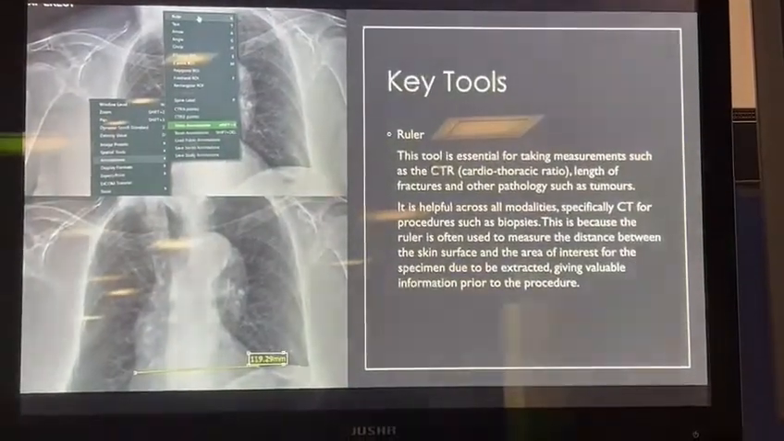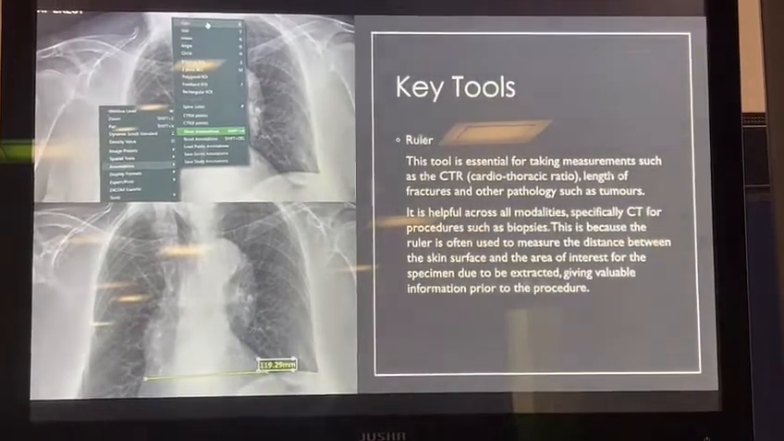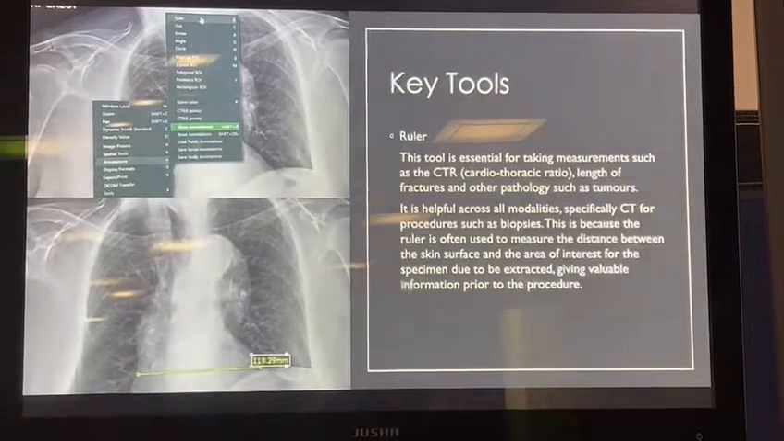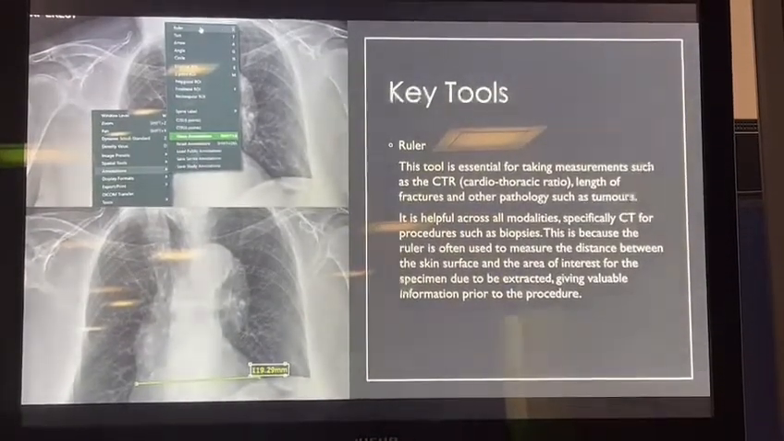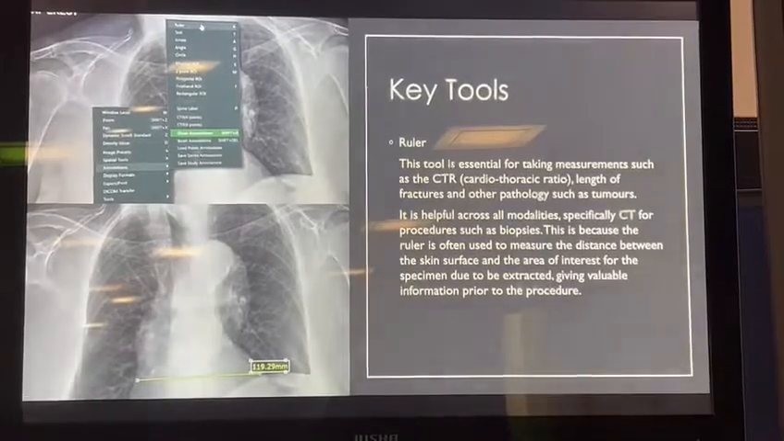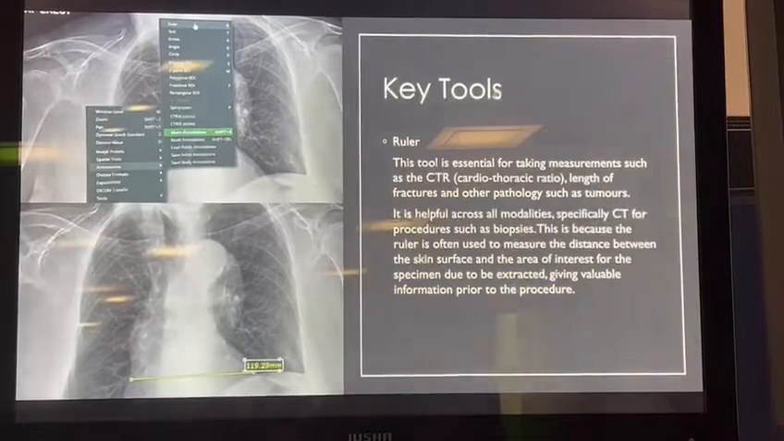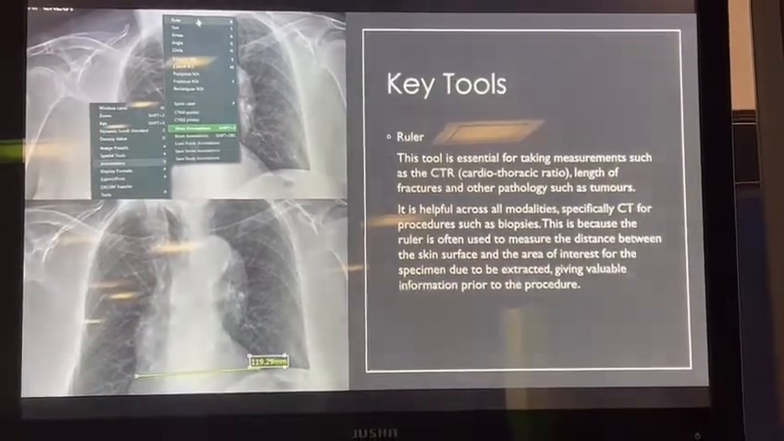Another tool that we use is the ruler tool. This tool is essential for taking measurements such as the CTR, which is cardiothoracic ratio, length of fractures, and other pathologies such as tumours. It is helpful across all modalities, especially in CT for procedures such as biopsies.